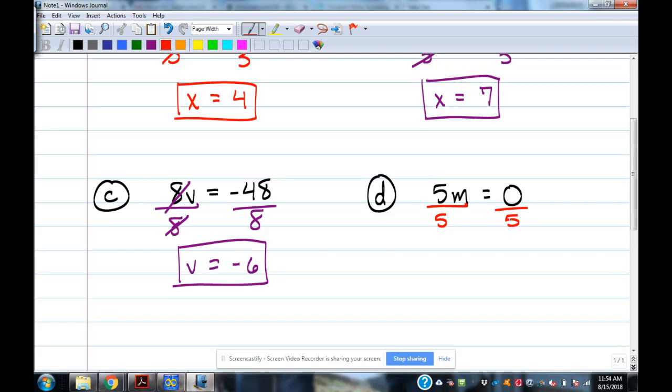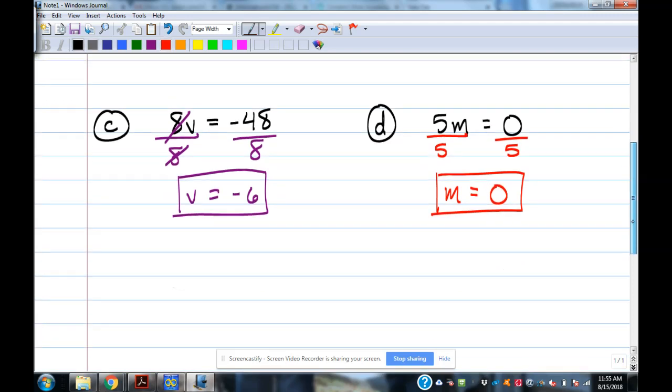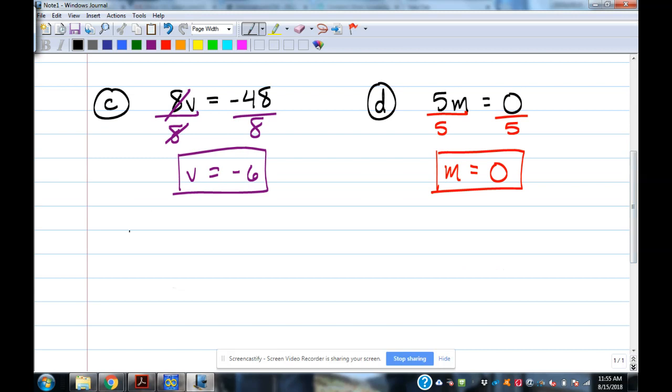How many times does 5 go into 0? 0 times. 0 can be divided by anything, and it gets 0. Okay? You can never divide by 0, but you can divide into 0 all the time. Okay, so be careful of that. For whatever reason, that tends to confuse folks. And it's not really incredibly hard stuff. All right.